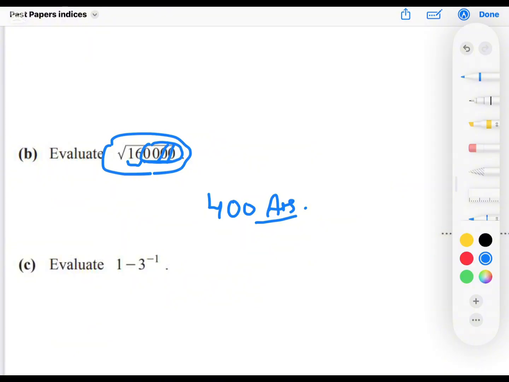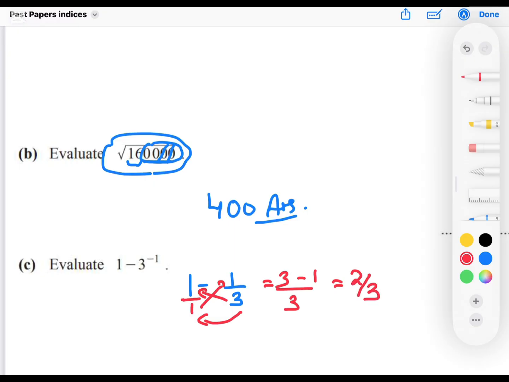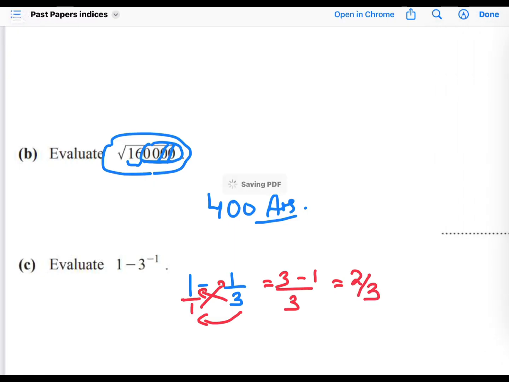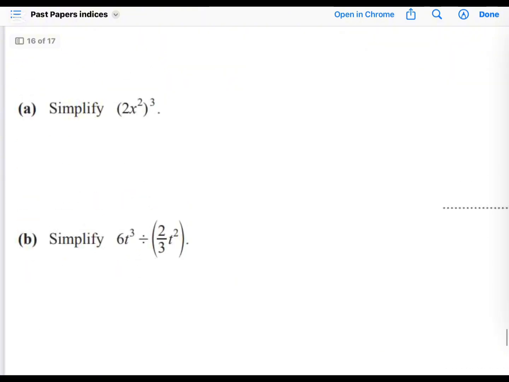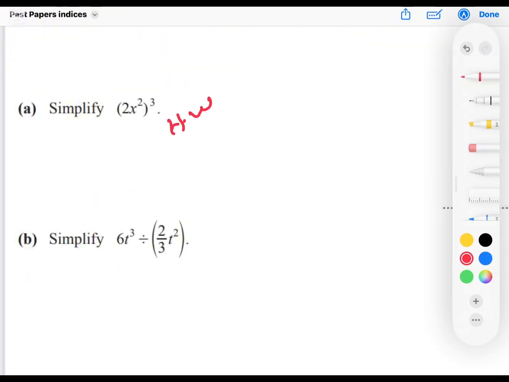Now the next part is, again the power is negative, so I have to reciprocal it. It will become 1 upon 3. Now we need to take the LCM. There is no number, so I will write 1 here. Cross multiply: 3 1s are 3, 1 1s are 1, and in the denominator 3 1s are 3. So 2 upon 3 will be the final answer. Homework for you. And now I will try this one for you.